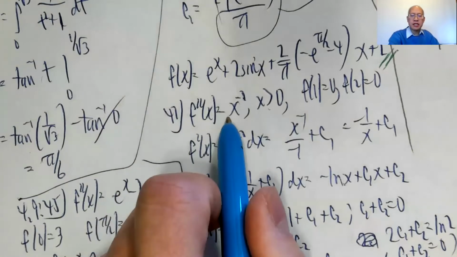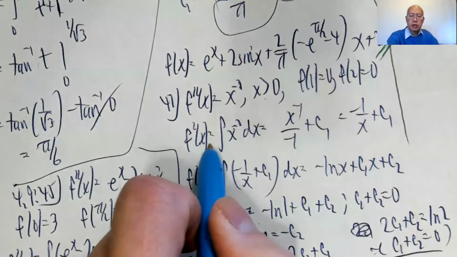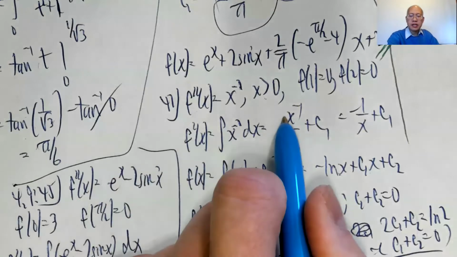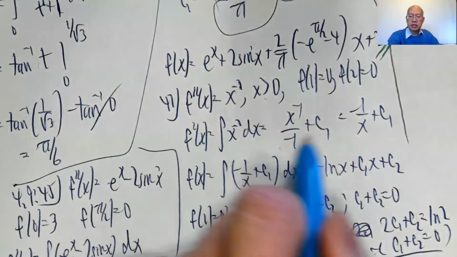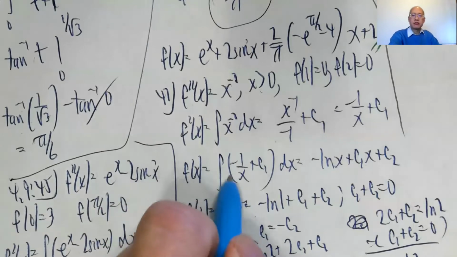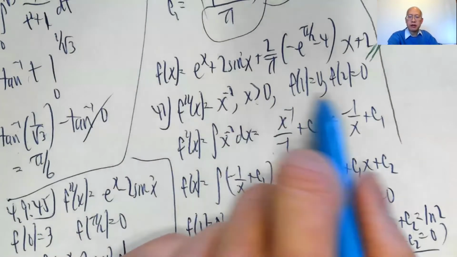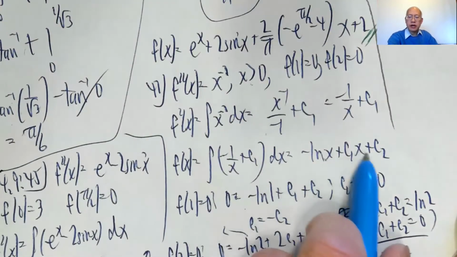47, f double prime is x to the negative 2, x is greater than 0, f of 1 and f of 2 are both 0. So for f prime, I integrate x to the negative 2 and get x to the negative 1 over negative 1 plus c1, which is the same as negative 1 over x plus c1. f of x is the integral of that, so it's negative ln x. I don't have to put the bars because they told me that x was greater than 0, plus c1 x plus c2.